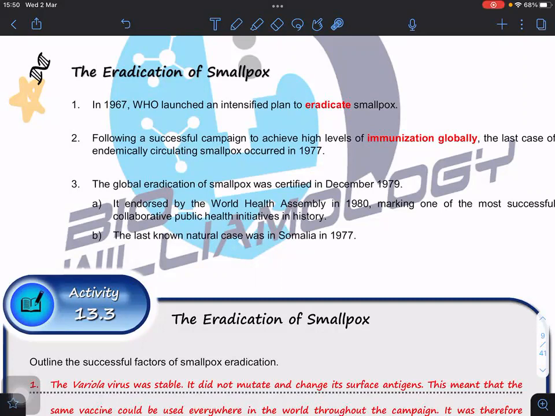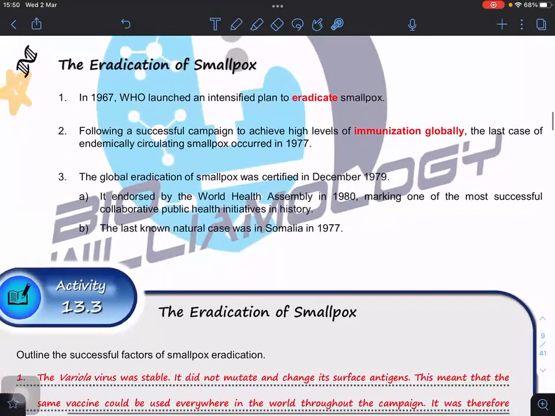And at that time, in the 1960s, the healthcare services were not advanced. It's not like now, where you have a good hospital, a private hospital, and if you have money, you go there. But you have to imagine the 1960s: it was very poor and not so advanced. Following a successful campaign to achieve a high level of immunization globally, the last case of endemically circulating smallpox occurred in 1977, with the last known case in Somalia. So around 1979 or 1980, WHO declared that the whole world was free of it; we had successfully eradicated smallpox.